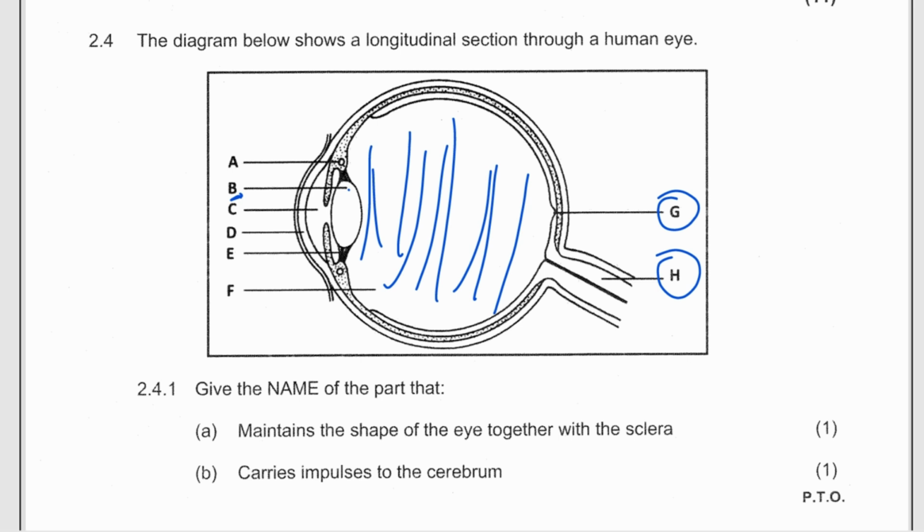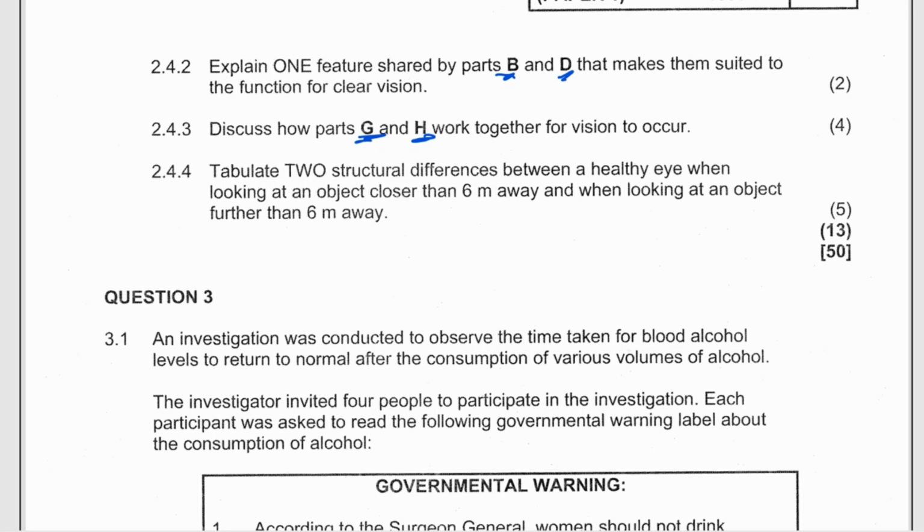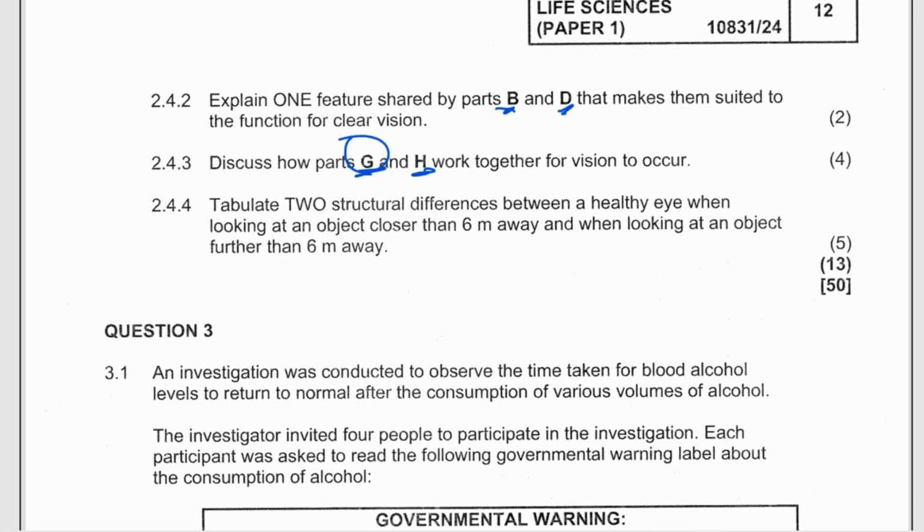So what you're supposed to give here is, you say that G and H work together. G receives the light, which is the stimulus, which is converted into a nerve impulse and then sent to the cerebrum for interpretation via these auditory nerves. So basically, they just wanted to see the relationship: G receives the stimulus, which is light, and converts it into a nerve impulse, and then hands it over to H, which is the optic nerve, and then takes that impulse to the cerebrum for interpretation. That's it.